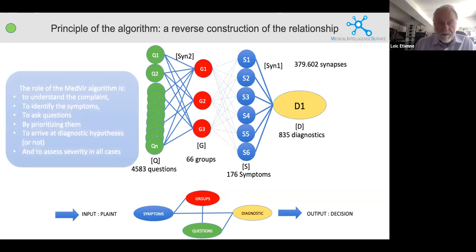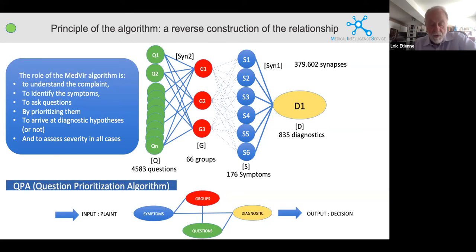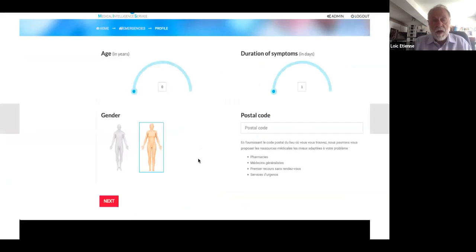So the role of the MedVir algorithm is to understand the complaint, to identify the symptoms, and to ask questions by prioritizing them. The goal is to arrive at a diagnostic hypothesis or not, and especially to assess severity in 100% of the cases. This is possible thanks to the question prioritization algorithm I will show you after. I will show you how it works in the system.